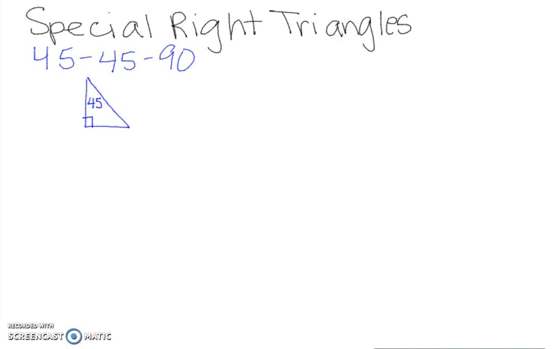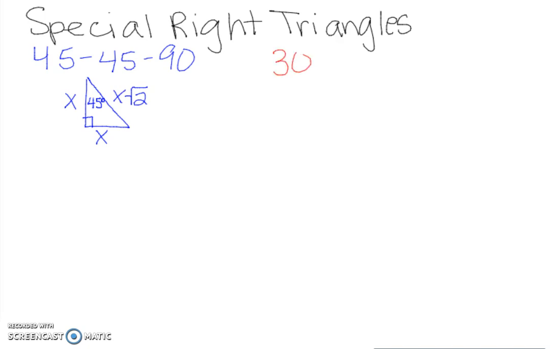So here we have a 45-degree angle. So across from that angle, the side is going to be x, and since it's 45, 45, that means the other side is going to be x because it's isosceles. And then the hypotenuse is going to be x square root of 2. So that's the relationship between the sides.